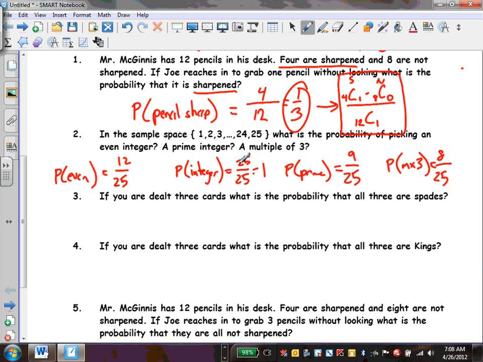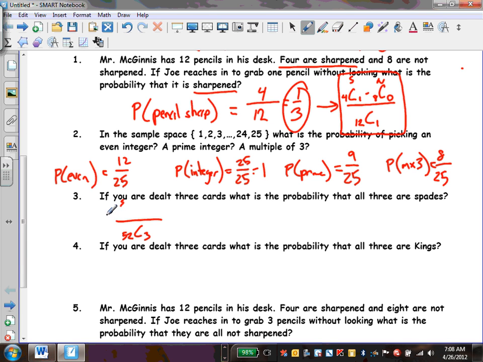If you're dealt 3 cards, what's the probability that all 3 are spades? So again, I'm going to use the choose function here. So you were dealt 3 cards, so I'm going to do 52 choose 3, because the order doesn't matter how they're dealt to you as long as you got 3 in your hand when you're done. And I'm talking about spades versus non-spades. So the spade number is going to be first. So I'm going to put that over here.